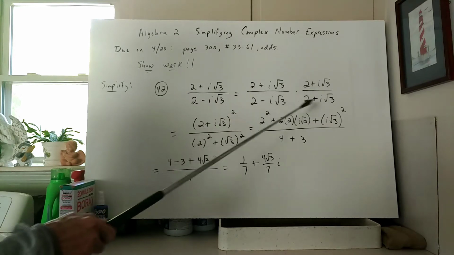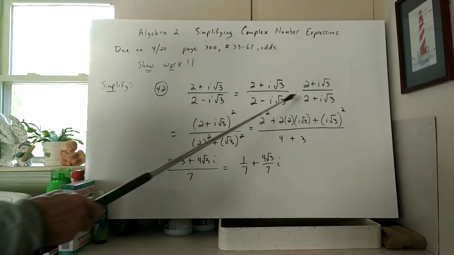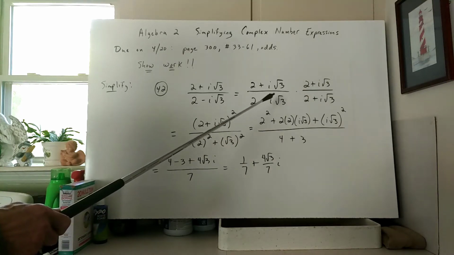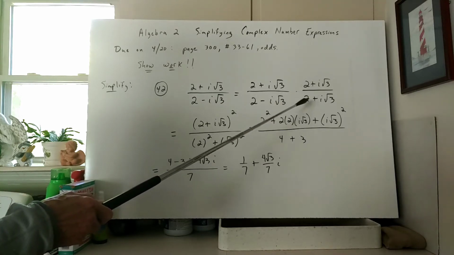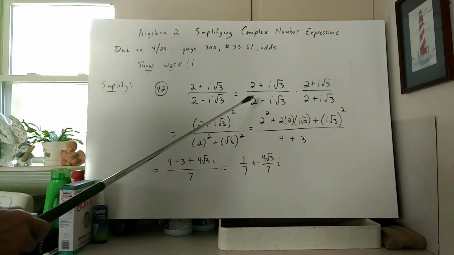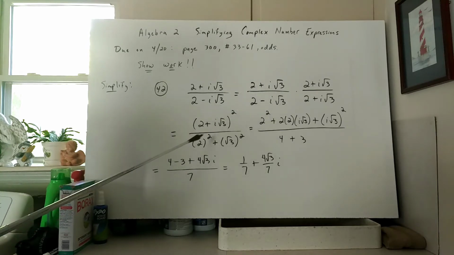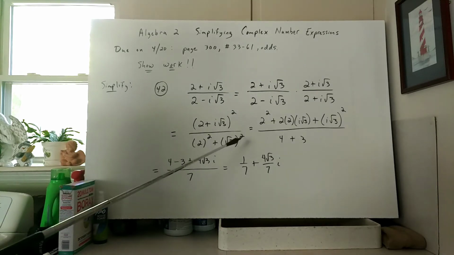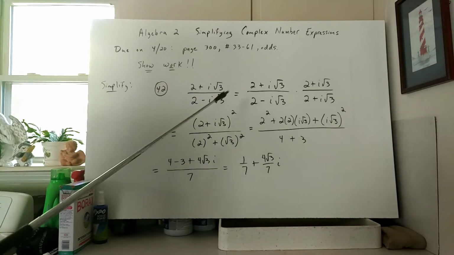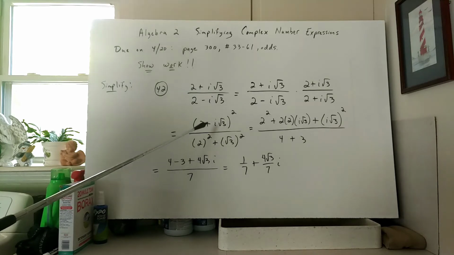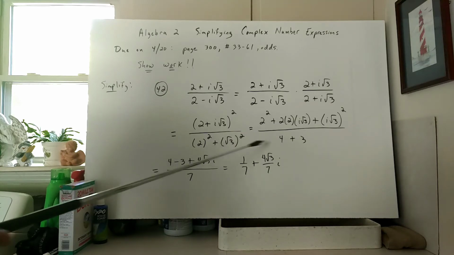Notice the bottom is the conjugate of the original denominator. So we're able to use the fact that a plus bi times a minus bi is equal to a squared plus b squared. A in this case is 2. B in this case is square root of 3. So we have 2 squared plus square root of 3 squared. The numerator has the same number times itself, so that's just the square of that number. The bottom is 2 squared, which is 4, plus square root of 3 squared, which is 3.